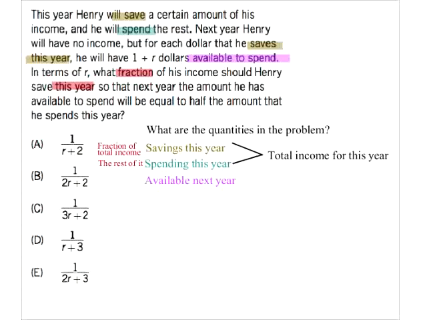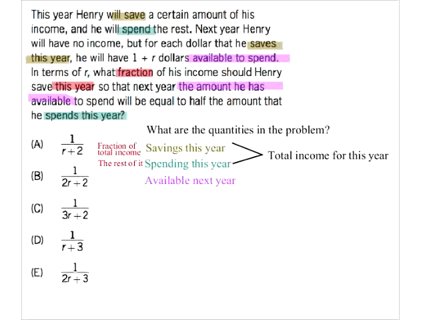So next year, the amount that he has available to spend, okay, we've seen that already, will be equal to half the amount that he spends this year. We've also seen that already. So, hey, this is not that bad. There's really only 3 quantities, although there's a couple of relationships among those. Like you have a total income composed of the first 2. And there's this fraction thing going on. But there are really only 3 moving parts in this problem. So you can do that.